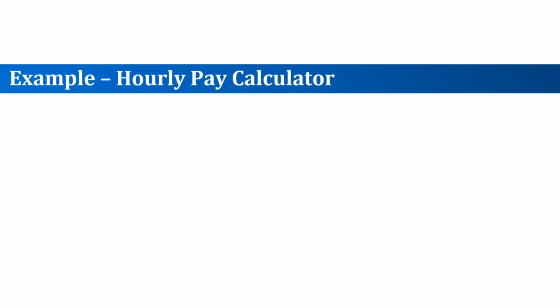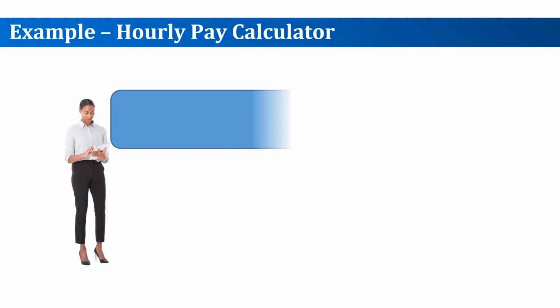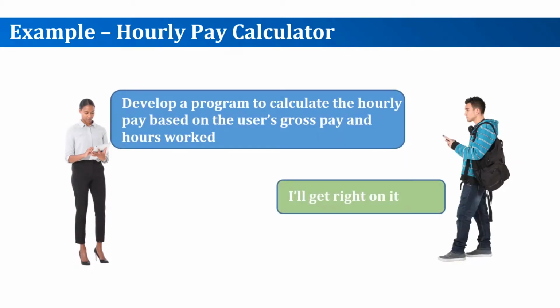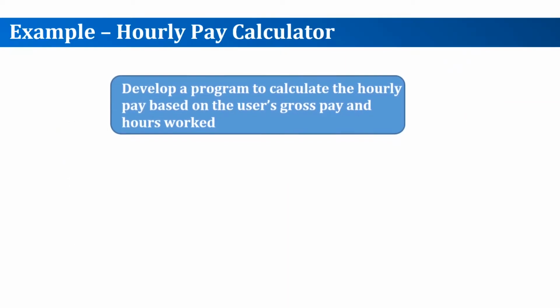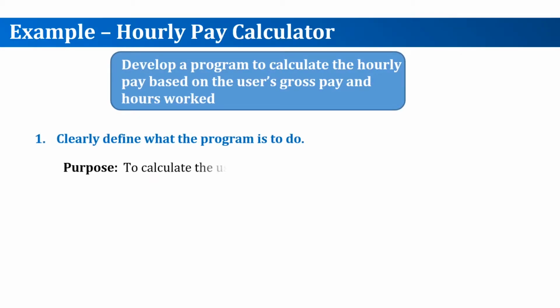Let's take an example to help us understand the process and the difference between these types of errors. You are asked to develop a program to calculate the hourly pay of a user based on their gross pay and the hours worked. The first step is to clearly define what the program is to do. Alright, from the requirement, it's clear that the purpose is to calculate the user's hourly pay.